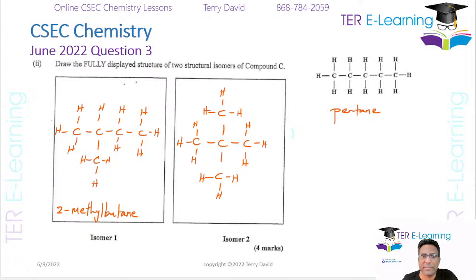2,2-dimethylpropene, right? I don't know if they ask us in the next part to name it, but that's the name of this one here. But all they want us to do is to draw a fully displayed structure, and it's 4 marks, so they're giving 2 marks for each one. That's it.